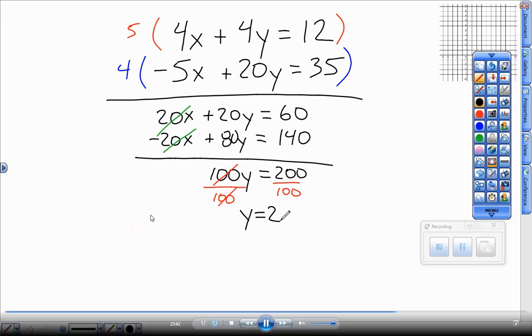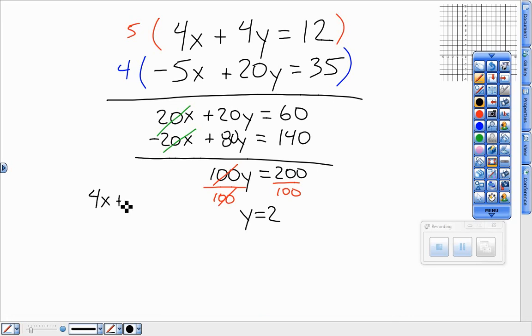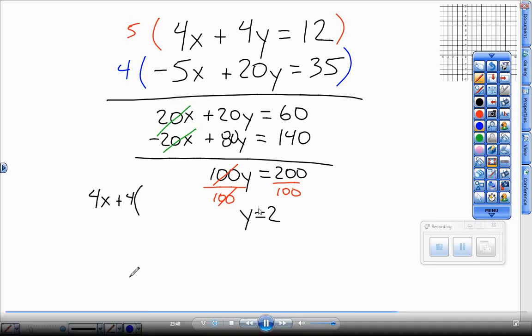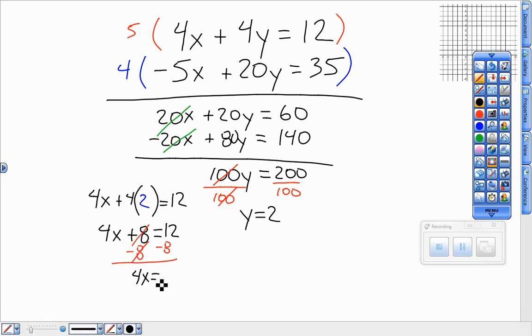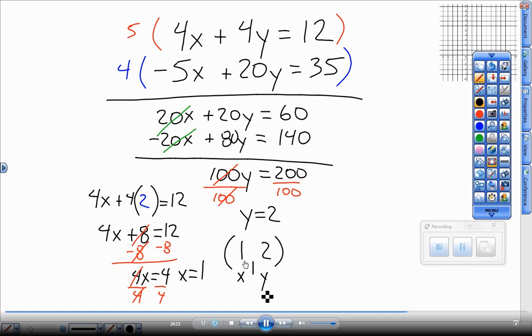To prove to me that you are listening, the first word is blue. Blue. Alright, now take that y is 2. Plug it into the y for this top equation where y used to be. I'm plugging in 2. Solving this for x gives me 4x plus 8 equals 12. Take away that 8 gives me 4x equals 4. Divide by 4 gives me x equals 1. Second word is green. Green. X equals 1. So that point is 1, 2.